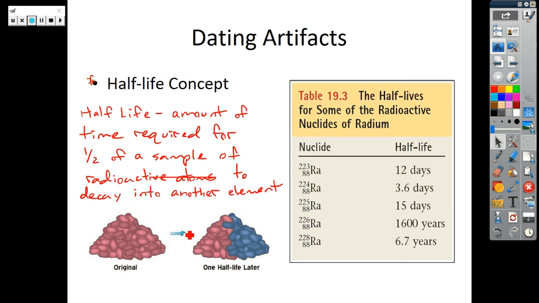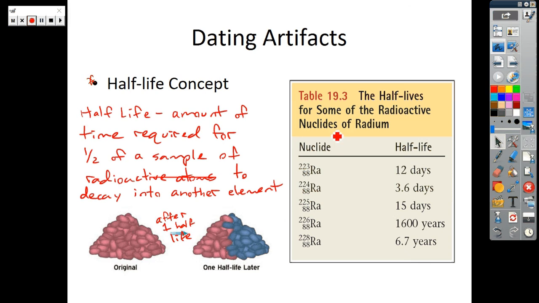I don't really like this picture because it shows it split right down the middle. It's a whole lot more random than that. But you can imagine, hey, I've got an original sample of atoms, and then after one half-life of time, half of what I started with would basically turn into a different element.